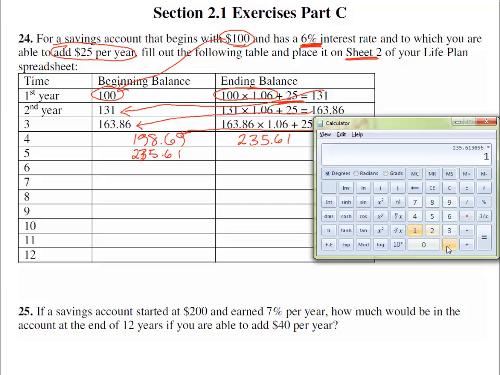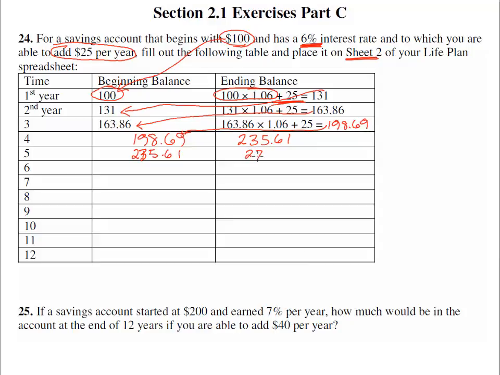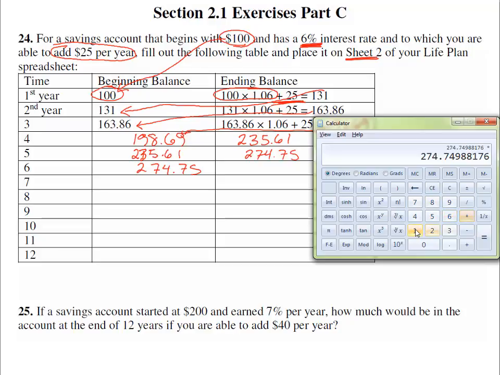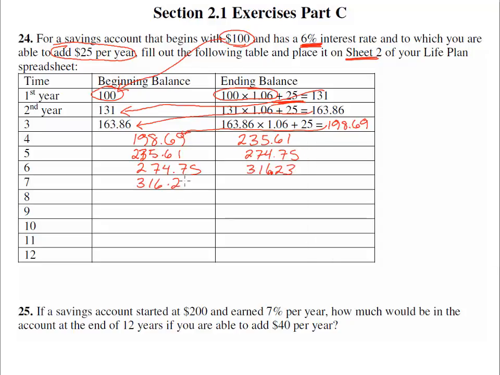Times by 1.06 plus $25 equals 274.75. 274.75, and it comes right down here. For the next year, times by 1.06 and then add $25. 316.23. Oh yeah, not quite up to 24. 316.23. And put it down there as the beginning balance for the next one.